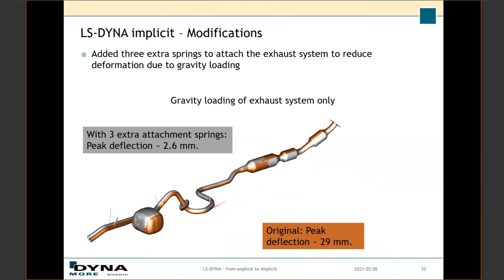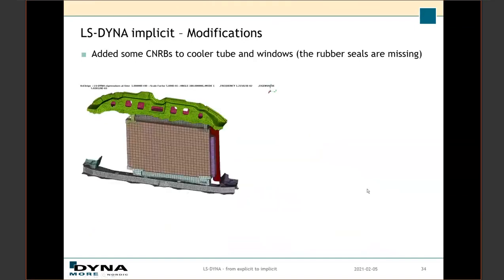And this is also probably more how the exhaust system looks in reality. It gets closer to reality, because you are actually connecting not only with springs on one side, but you have some connection on both sides of the exhaust system. And the same here, I would say. This is the cooler assembly and some tube on the side of the cooler.